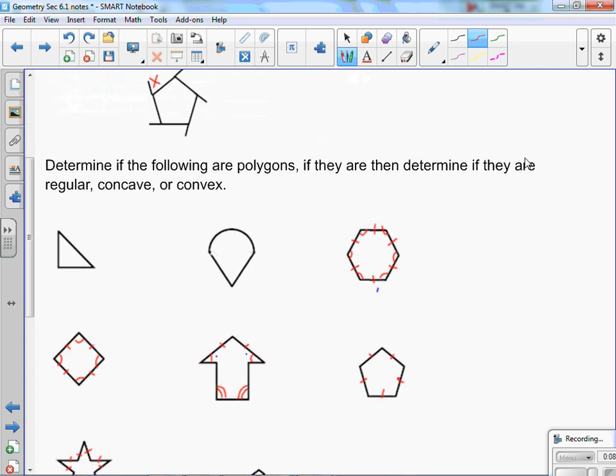All right, so this next group, we're determining if the following figures are polygons. If they are, we're going to name what kind of polygon it is, then determine whether it's regular, concave, or convex. So the first one, top left, is that a polygon? Closed figure made up of segments. And so it is a polygon.